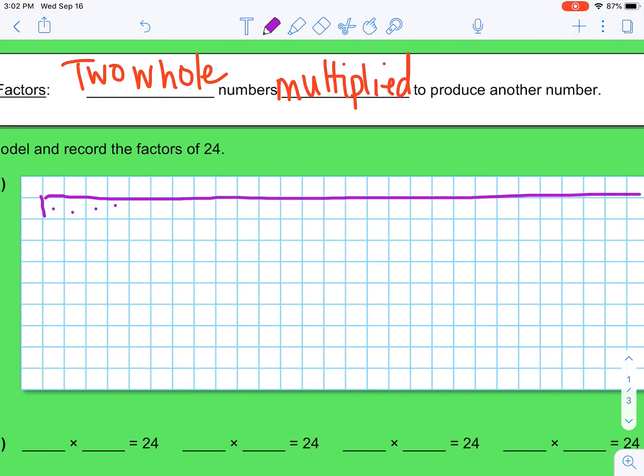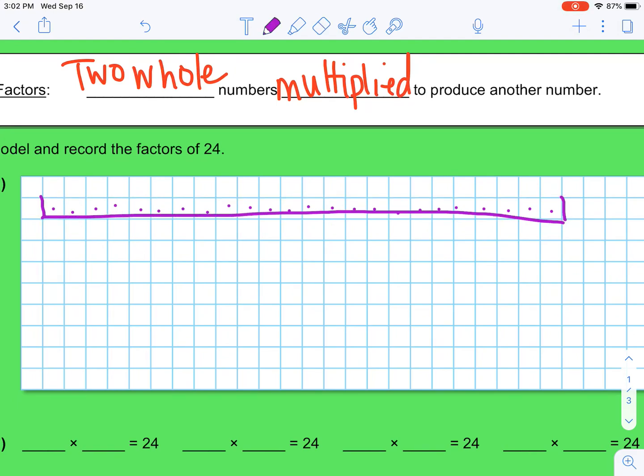1, 2, 3, 4, 5, 6, 7, 8, 9, 10, 11, 12, 13, 14, 15, 16, 17, 18, 19, 20, 21, 22, 23, 24. Ooh, that was too far. That line was not very straight. I am so sorry. Let's redraw this. So I know that this is one way to represent 24. What are some other ways we could do it?